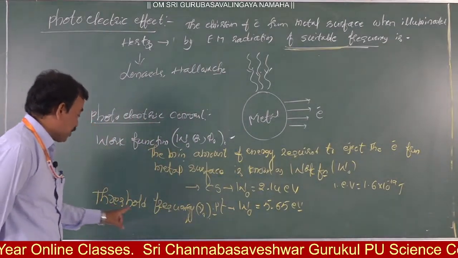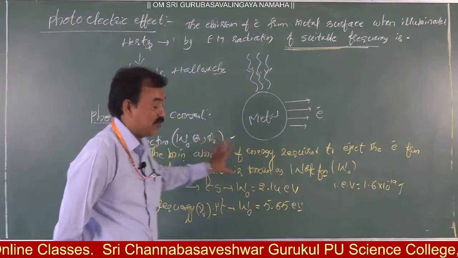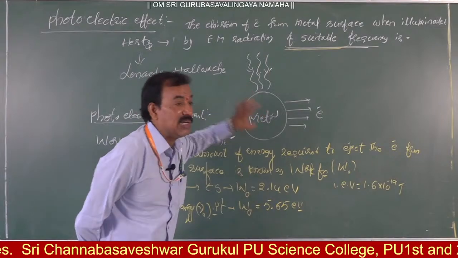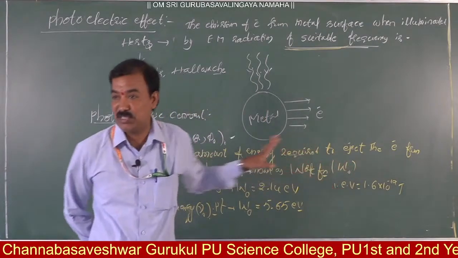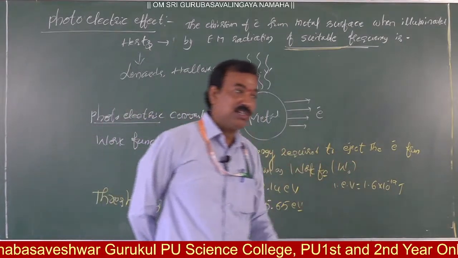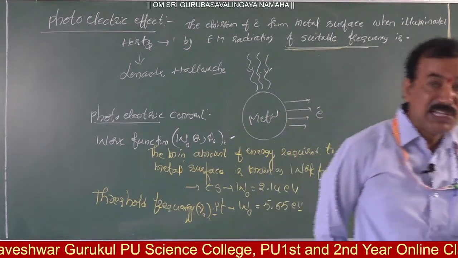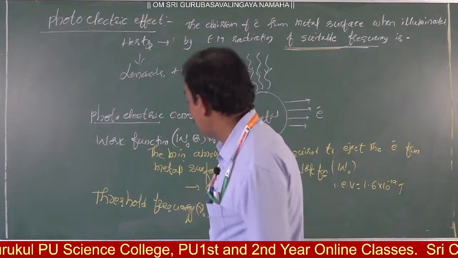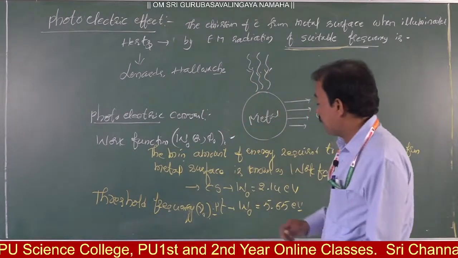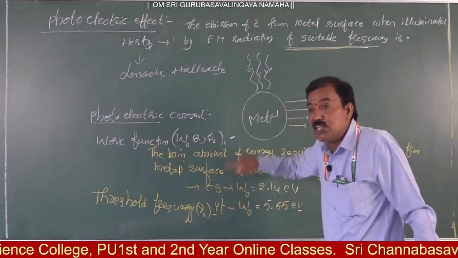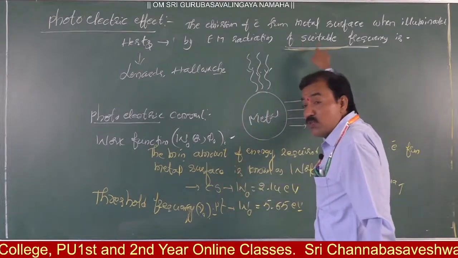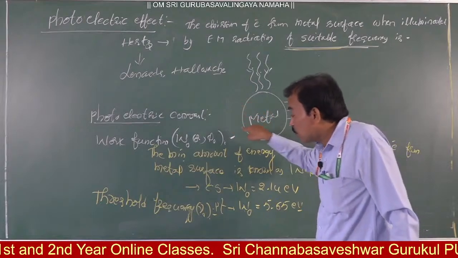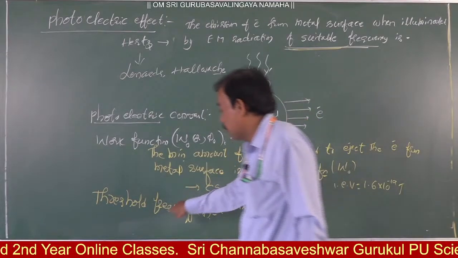Threshold frequency means that for all incident radiations, the photoelectrons will not be ejected from the metal surface. One compulsory condition is that the incident radiation must have a suitable frequency. Suppose the frequency is less than the suitable frequency, the electrons will not come outside. This type of frequency is known as the threshold frequency.